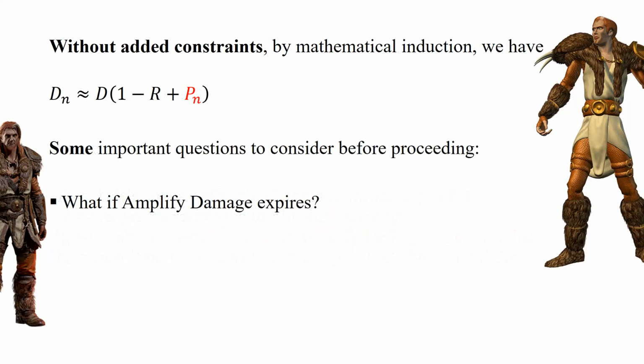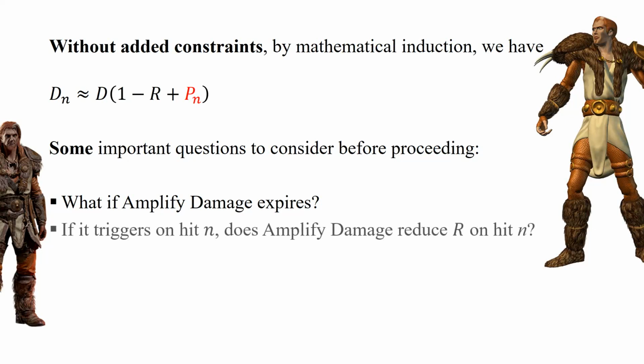So here are some important questions that we should consider before proceeding. The first is, what if Amplify damage expires? It's not clear yet how that question relates to the probability to cast Amplify damage on a particular hit, that is, on the nth hit in the sequence, but let's leave that question there for now. The next question we want to entertain is, if it triggers on hit n, does Amplify damage reduce R, that is, the target's resistance to physical damage, on hit n? That is, does the reduction in physical damage occur on the same hit when Amplify damage triggers? That's an inobvious, or perhaps even innocuous, but actually substantive question, as we'll see later on.